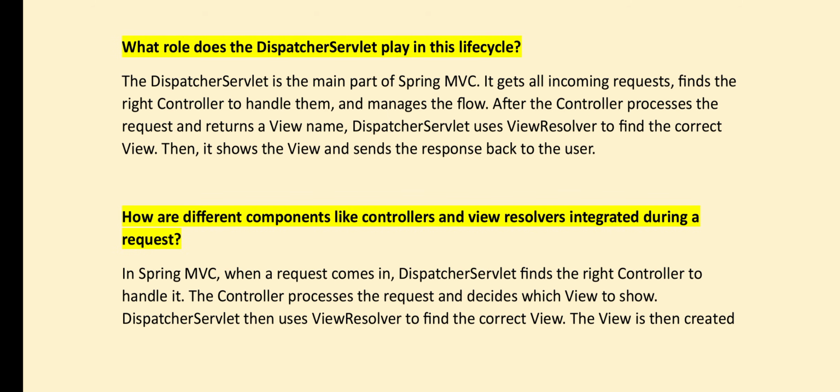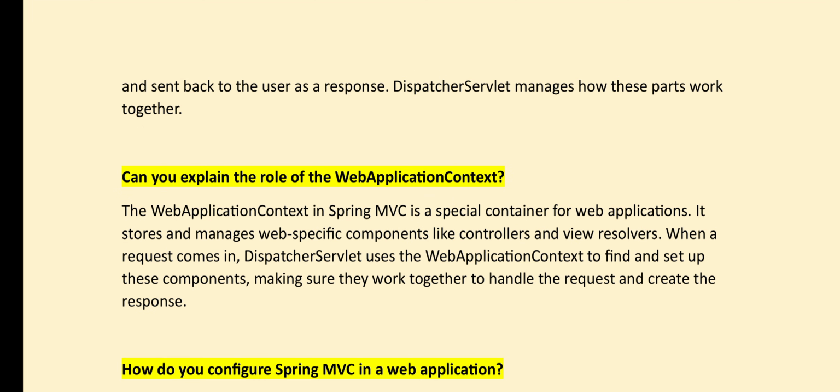How are different components like controller and view resolver integrated during a request? In Spring MVC, when a request comes in, the dispatcher servlet finds the right controller to handle it. The controller processes the request and decides which view to show. Dispatcher servlet then uses view resolver to find the correct view. The view is then created and sent back to the user as a response. Dispatcher servlet manages how these parts work together.